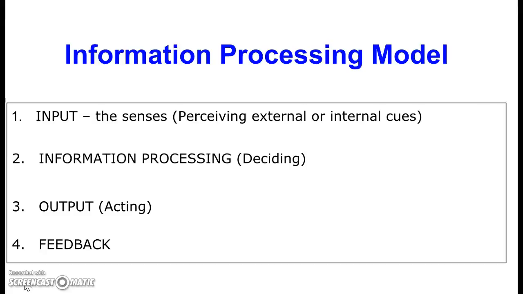So in order to help understand how a learner processes information, a particular theory or model has been devised, and it is just a theory. There are other theories which are now beginning to become popular in understanding how learners process information. But for now, let's look at the information processing model. There are 4 phases: input, information processing, output, and feedback.